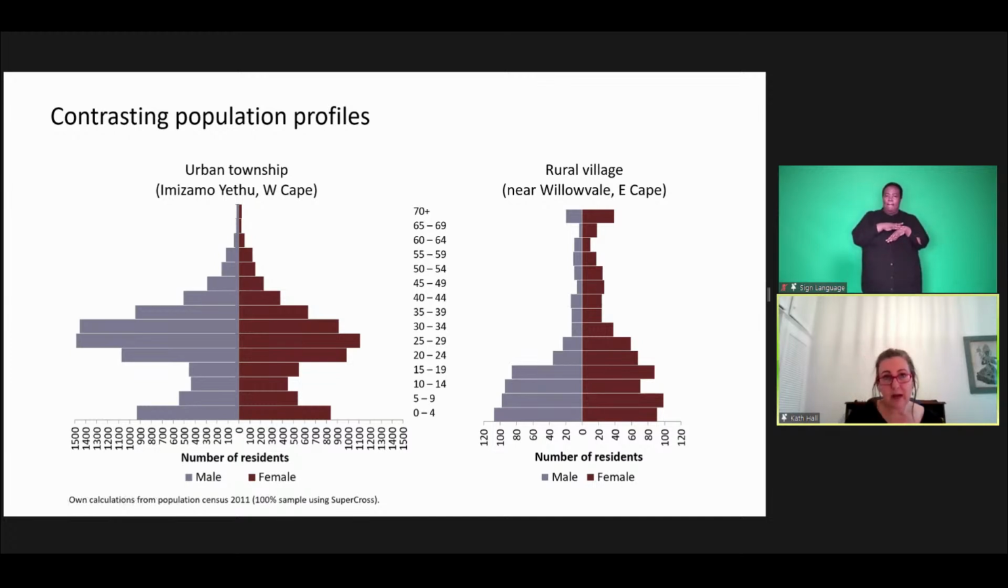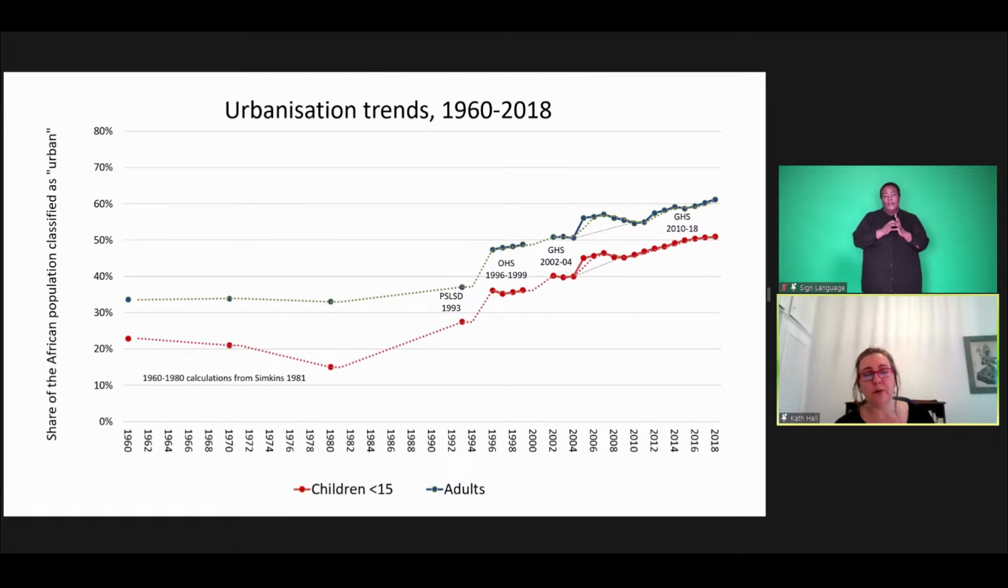I was also able to just have a look at some of the differences in urbanization rates, head counts, over quite a long period, going right back to work by Charles Simpkins and doing some recalculations from that, and then a range of surveys. So this graph charts the urban share of the adult and the child population over more than half a century. And of course, there are problems that Martin has referred to, definitional problems, the binary definition of urban-rural, and some changes over time, and there's some bumpy bits, but the general trend is fairly clear.